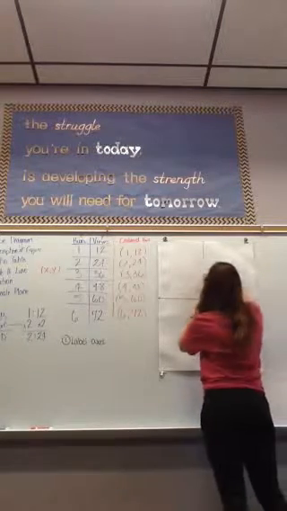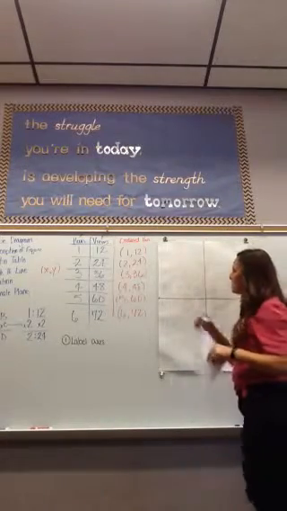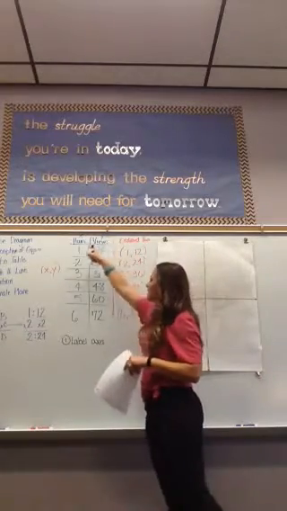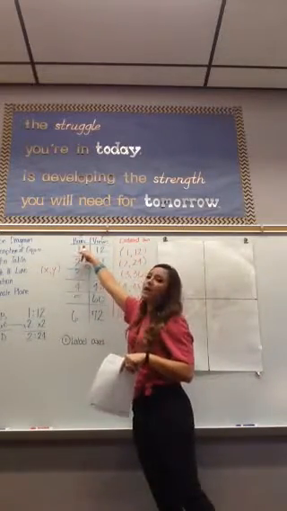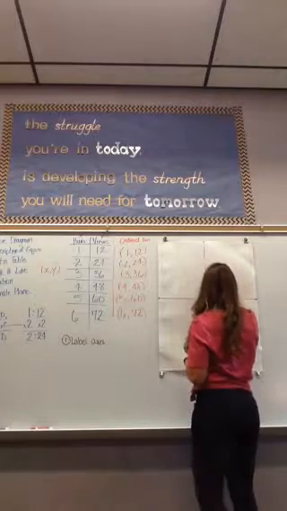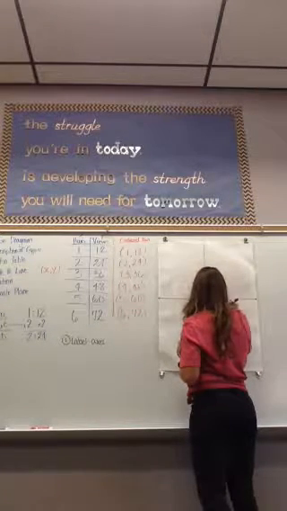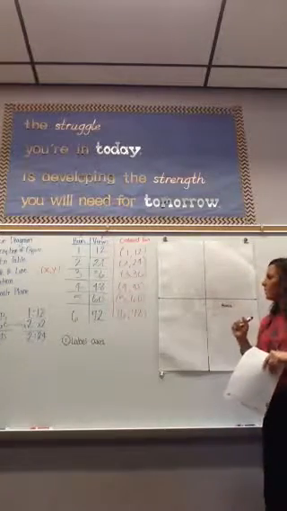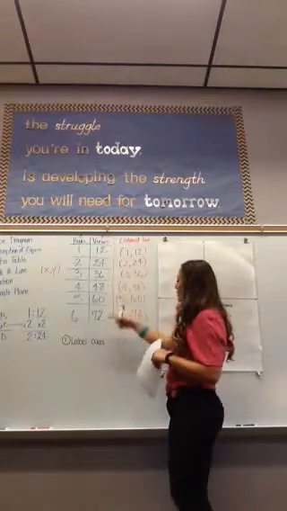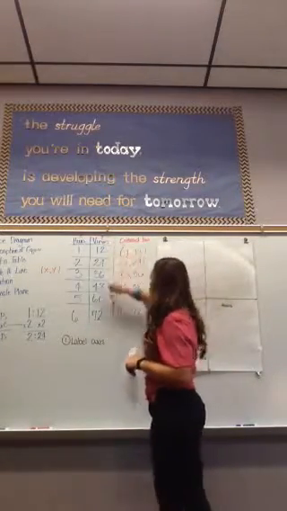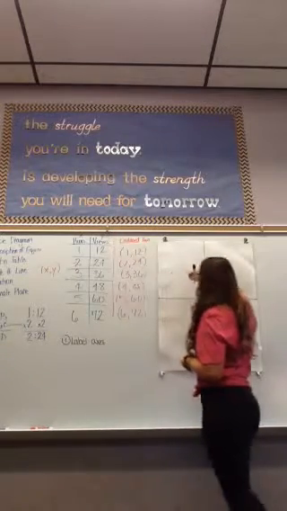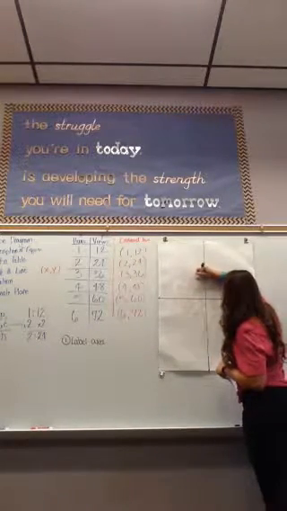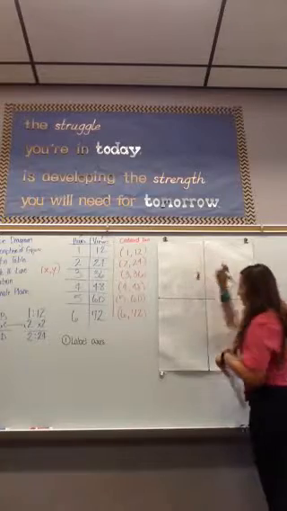So we now need to label what they represent. Looking at our x-coordinates, they're telling us the number of hours, so underneath our x-axis, we need to label it hours. Then looking at our y-coordinate, these numbers are telling us the number of views. So we're going to label our y-axis views.